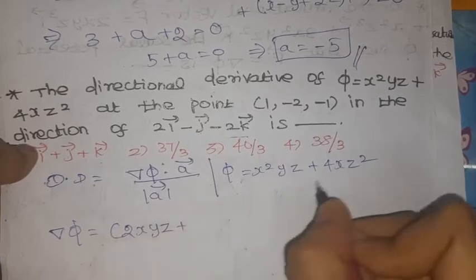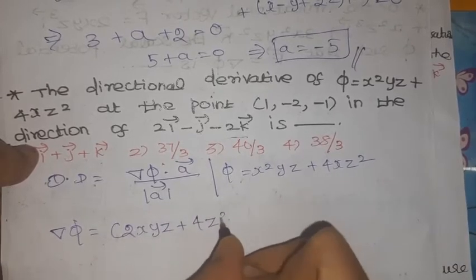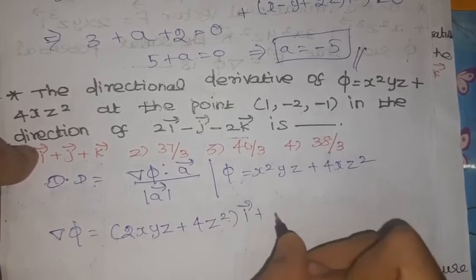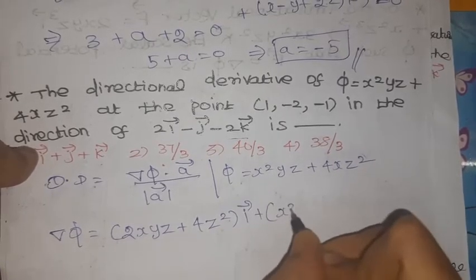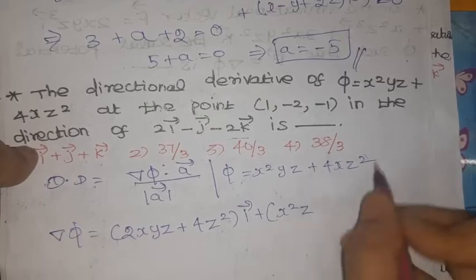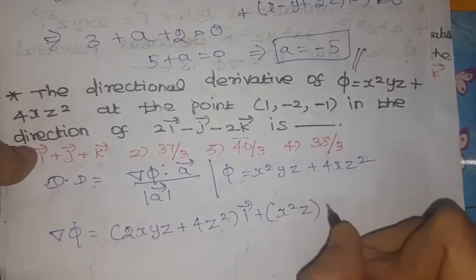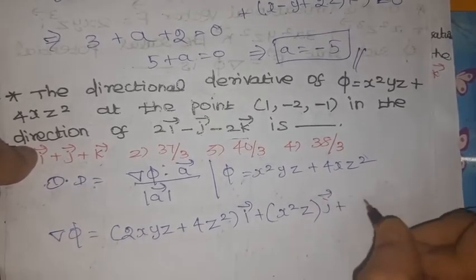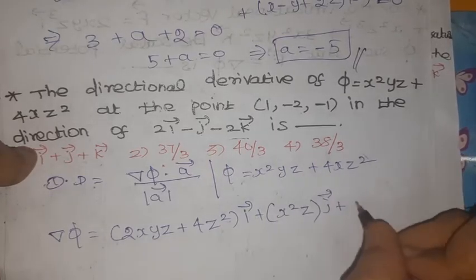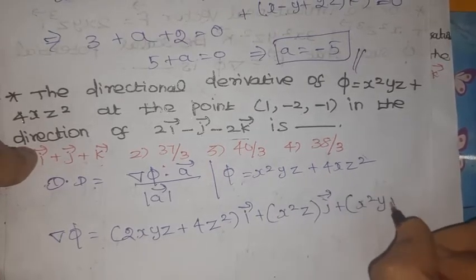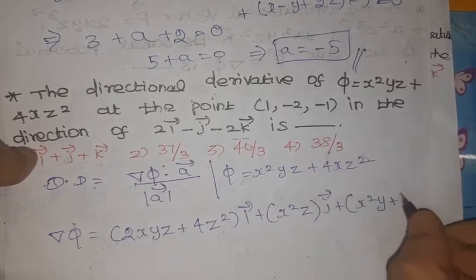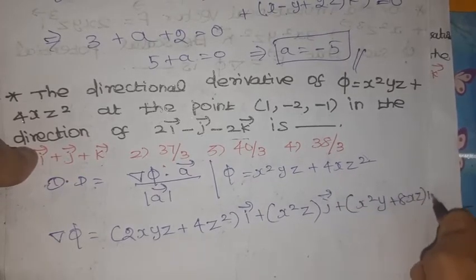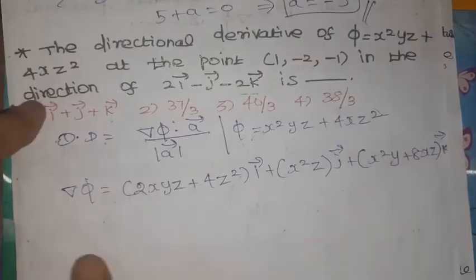2xyz plus 4z squared into i vector. Then j into dou phi by dou y with respect to y. So x squared is z, there is no y term here, so j vector. Then dou phi by dou z, so x squared y plus 2z, so 8xz into k vector. So this is del phi.